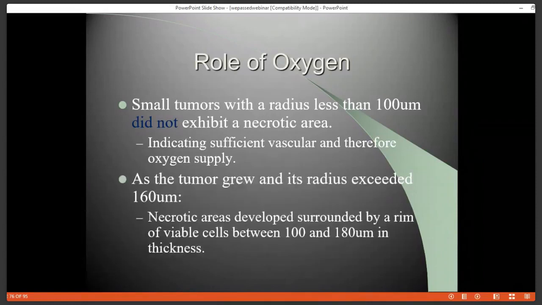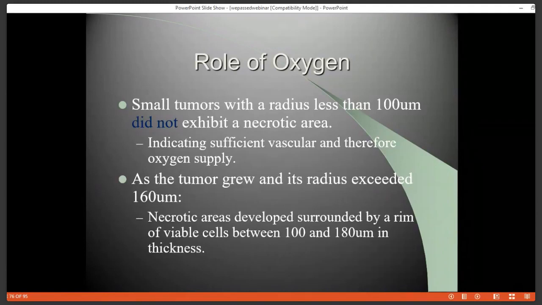As tumors grow, though, and their radius tends to exceed the 160 micrometer distance from any vessel, we start to see necrotic areas develop. Right? So we see a viable rim of cells surrounding the vessel, and then the tumor cells continue to divide, and you end up with necrotic cells farther out. And in between the viable cells right on the vessel and the necrotic cells, which are much farther away, you get varying oxygen tension.